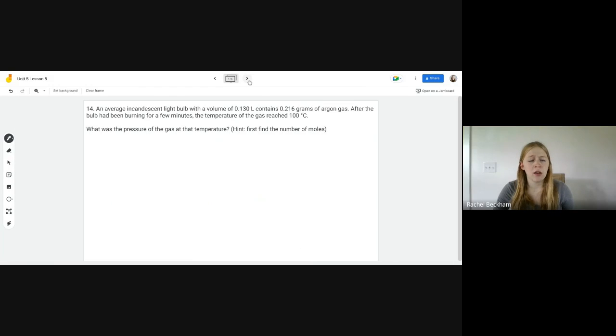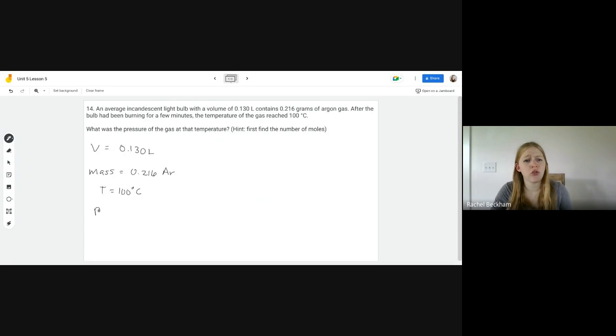Okay. Number 14, an average incandescent light bulb with a volume of 0.0130. So we need to go ahead and write this down. My volume is 0.130. It contains, this is like a mass, 0.216 grams of argon gas. After the bulb has been burning for a few minutes, the temperature of the gas reached 100 degrees C.